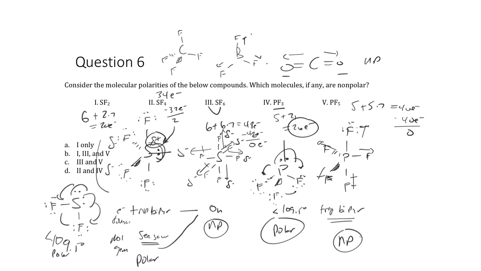So we have SF4, SF2, PF3, these are polar. So the ones that are non-polar are, let me do this in this color here. So here are my polar ones on this list. So 3 and 5 are polar. So the ones that are non-polar are 3 and 5.